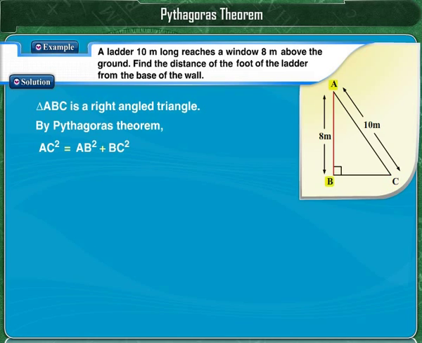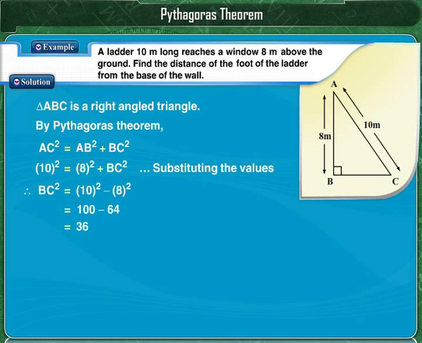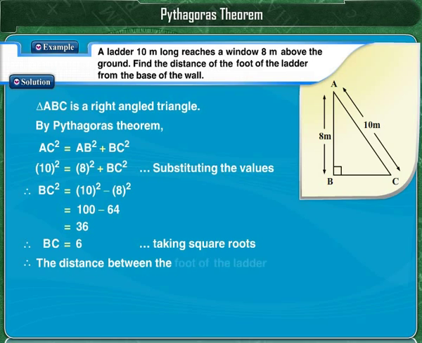Substituting AB equal to 8 and AC equal to 10, we get 10 squared is equal to 8 squared plus BC squared. After solving, we get BC is equal to 6. Therefore, the distance between the foot of the ladder and the base of the wall is 6 meters.